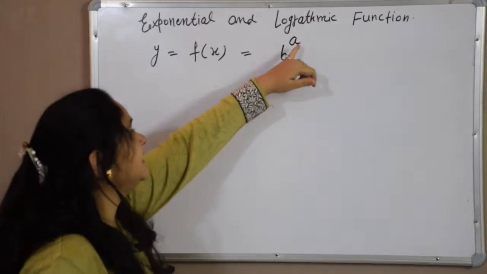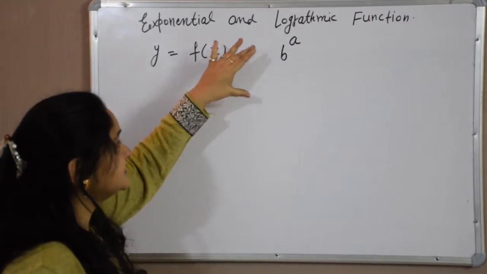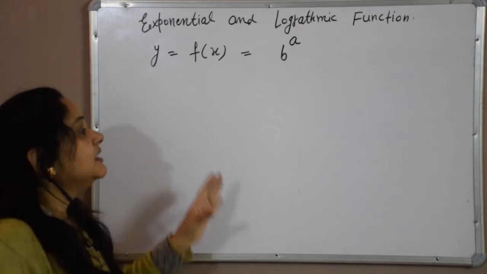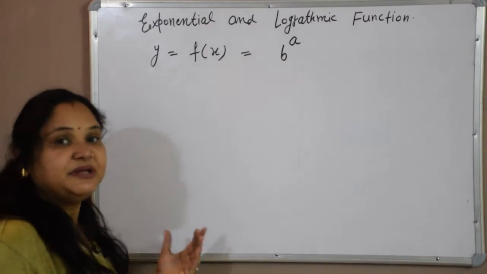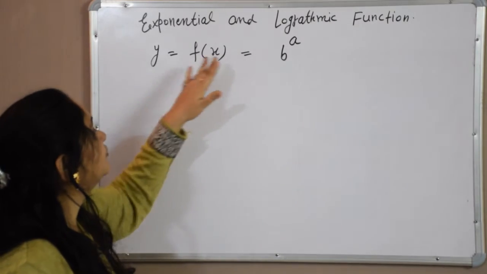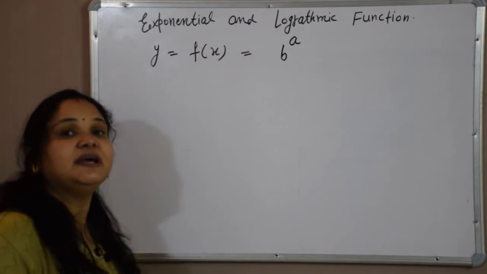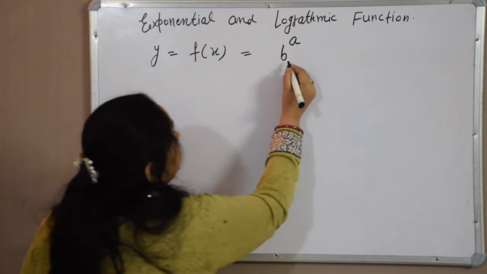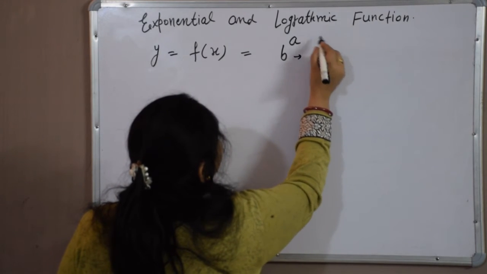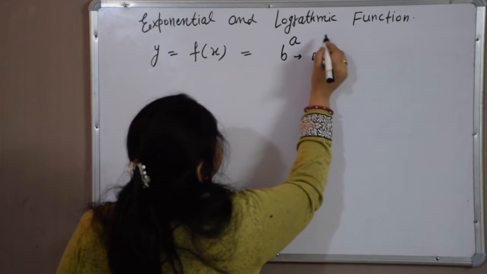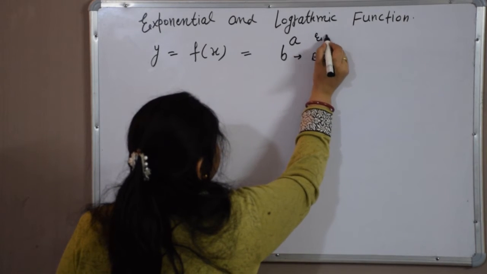I have this function y is equal to f(x) is equal to b raised to power a, and I just told you that a is the exponent and b is the base. Such functions are called exponential functions. Whenever we bring these types of terms in the form of functions, they are called exponential functions, where b is the base and a is the exponent.